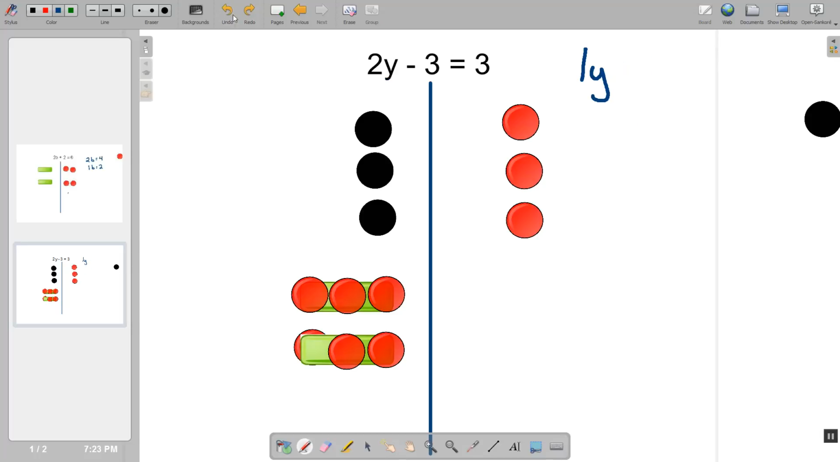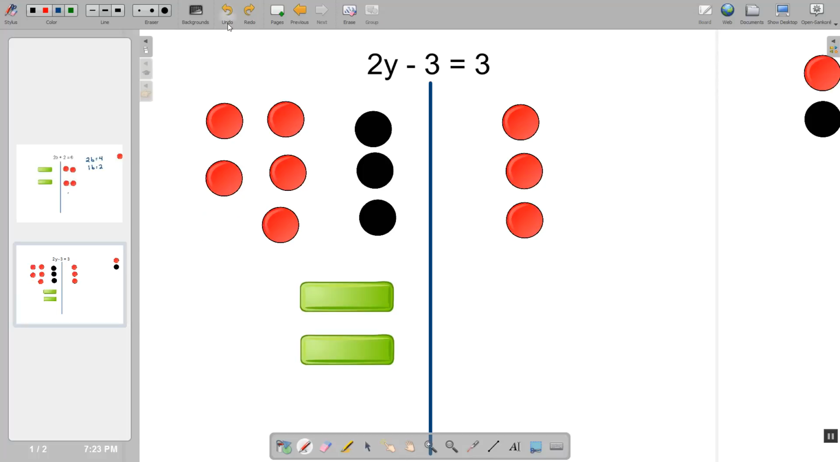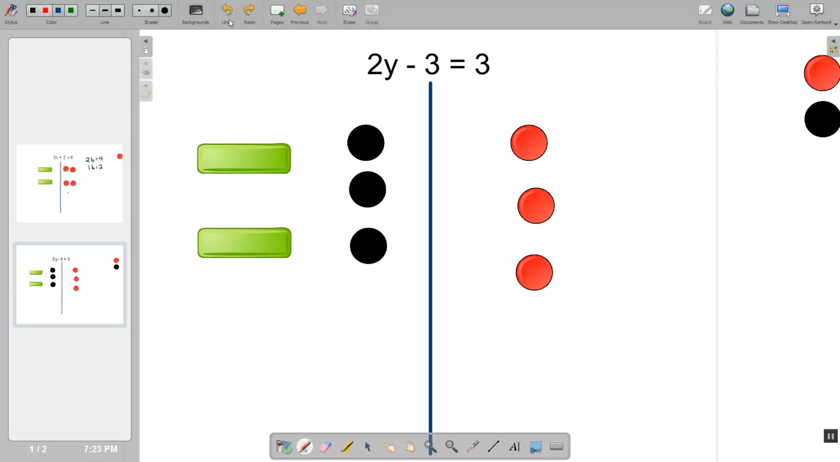For the next method of working it out, I have to go back to the way that the problem started, removing everything back. Now, the first thing I want to do is get rid of the negative chips that are on the same side as the y values. The opposite of 3 negatives is going to be 3 positives. Let's see if I can get my cursor here. So I'm going to add 3 positive chips to both sides.